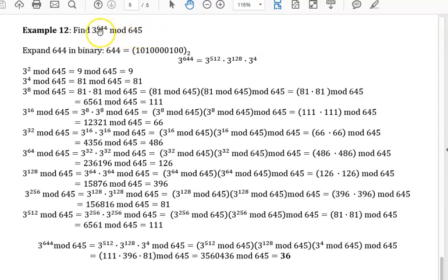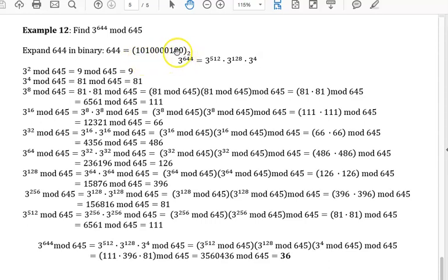So you can see that we're getting to bigger numbers here. Just like in the last example, we first want to expand the exponent, 644, in binary. If you do the expansion of 644 in binary, we get this. And then we identify which powers we have in our binary expansion.